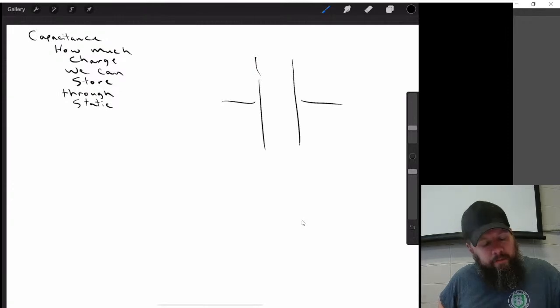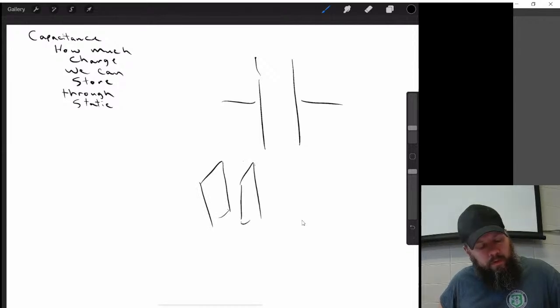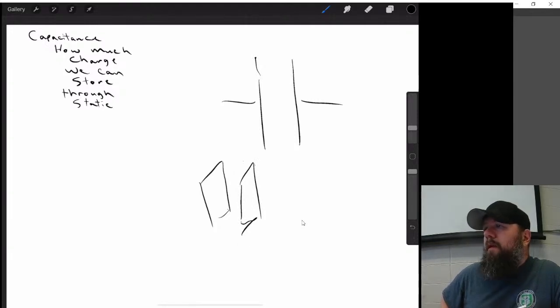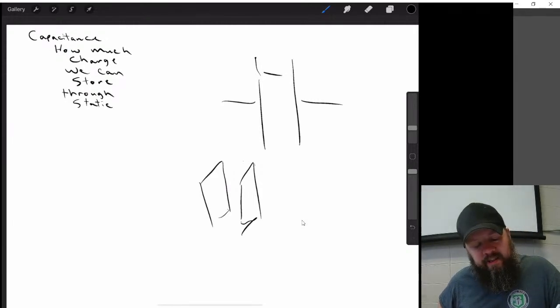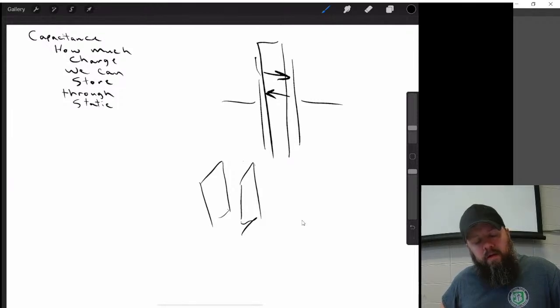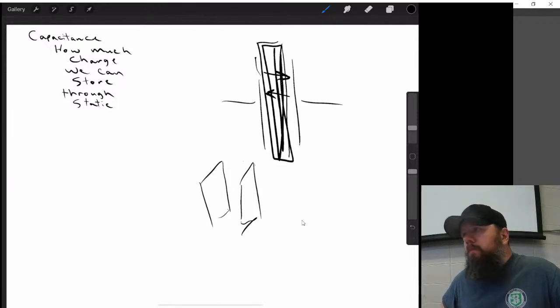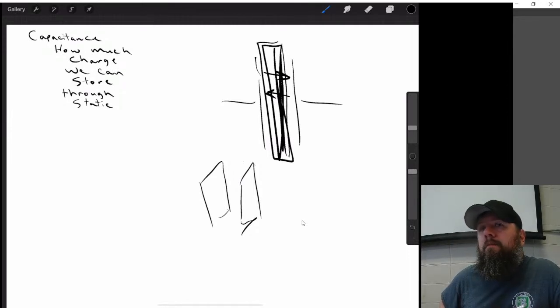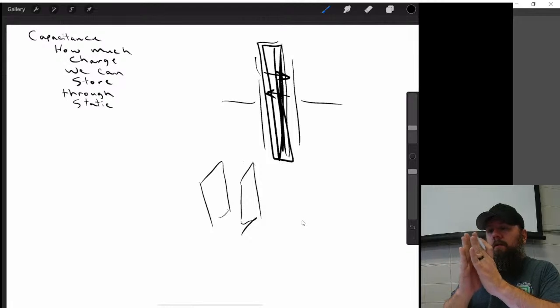The surface area of these plates. I can't draw in 3D, right? I've got these 2 plates that are across from each other. The surface area is going to give me the amount of electrons I can put on it, okay? The distance between those 2 plates. Okay. And how strong the dielectric material is in between them. Okay. We do have some air gap capacitors where we've got really stiff plates that are across from each other.